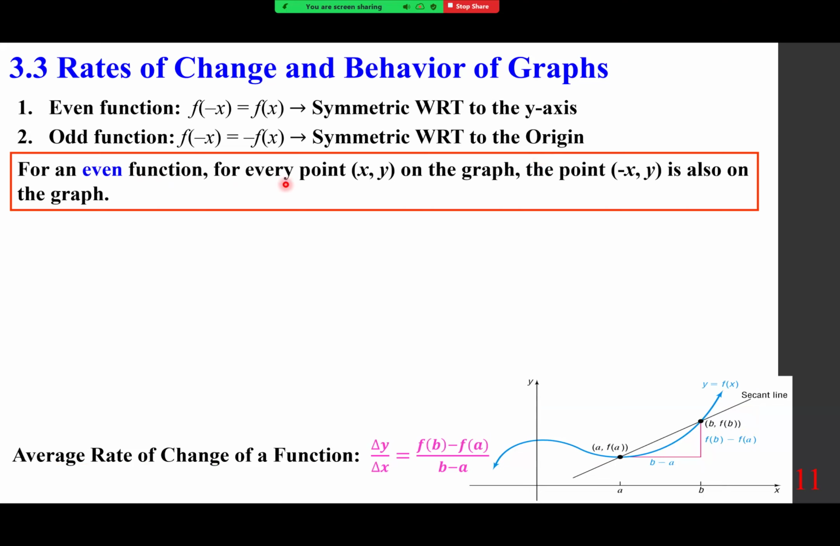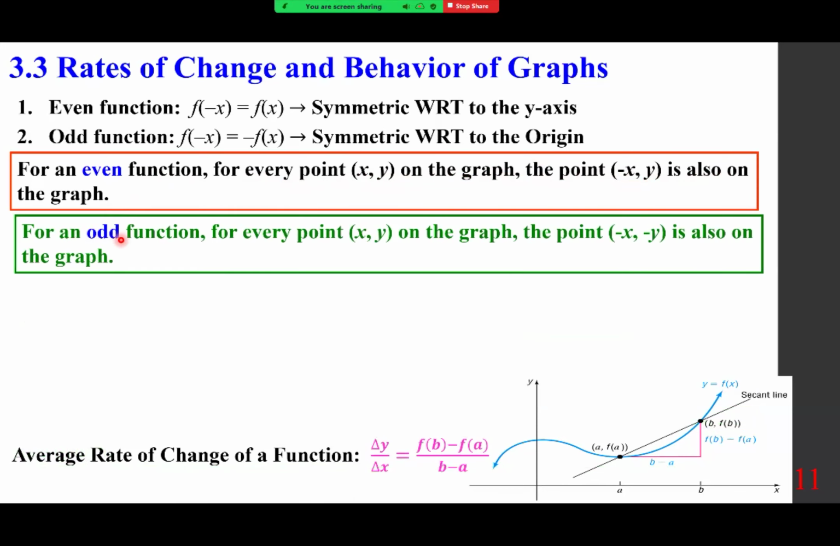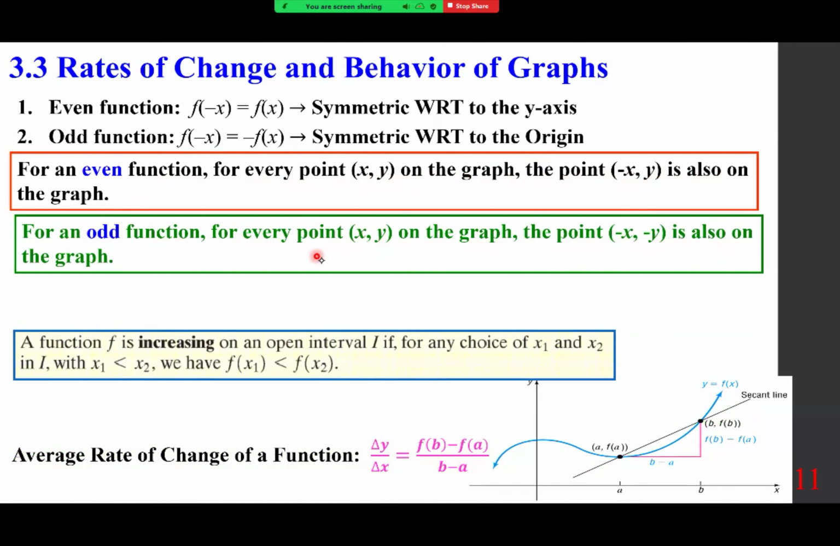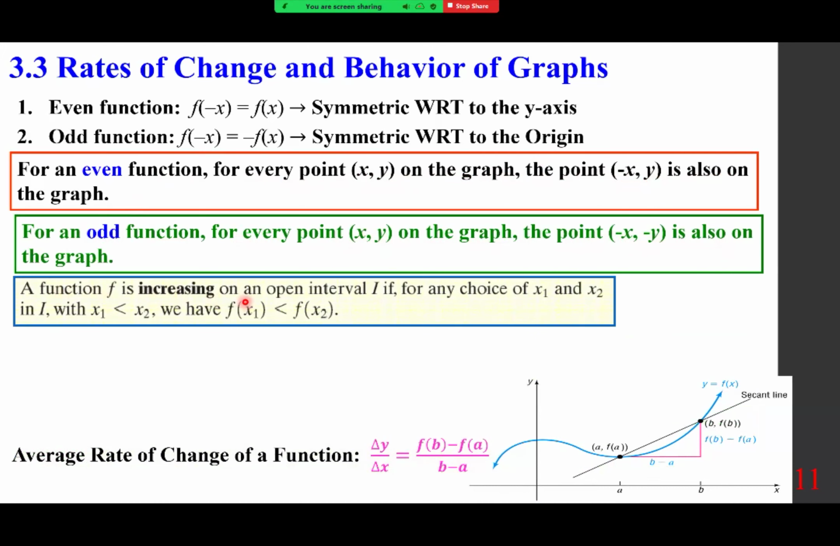For an even function, for every point x comma y on the graph, the point minus x comma y is also on the graph. For an odd function, for every point x comma y on the graph, the point minus x comma minus y is also on the graph. A function f is increasing on an open interval I if for any choice of x1 and x2 in I with x1 less than x2, we have f of x1 less than f of x2.